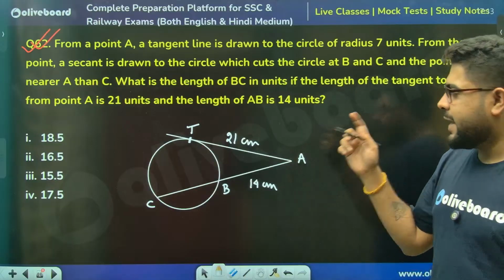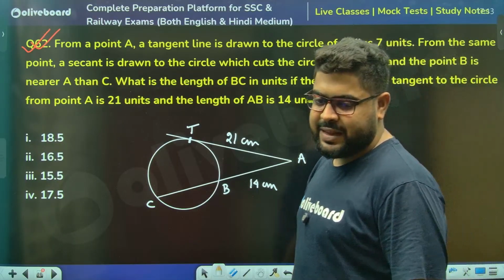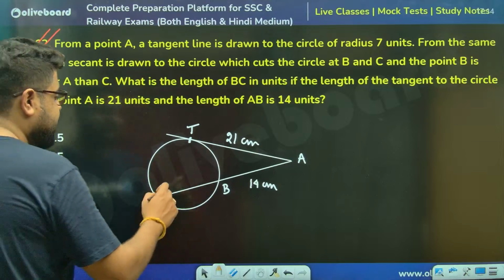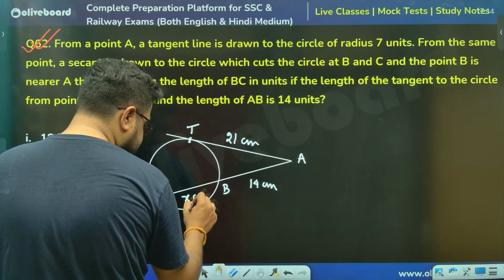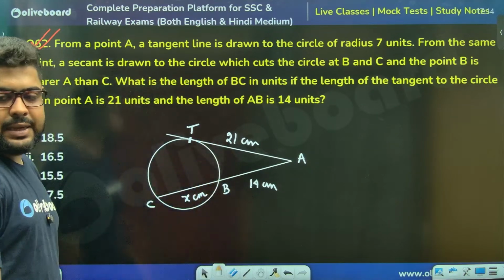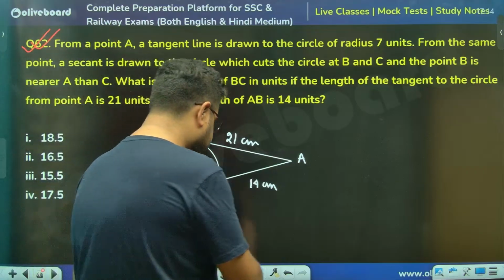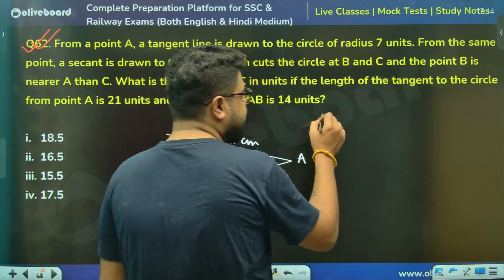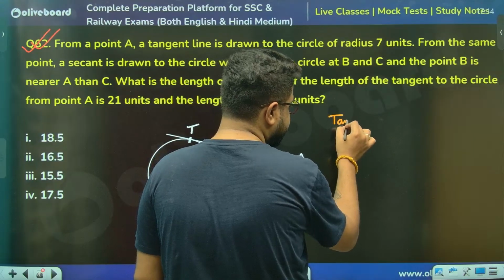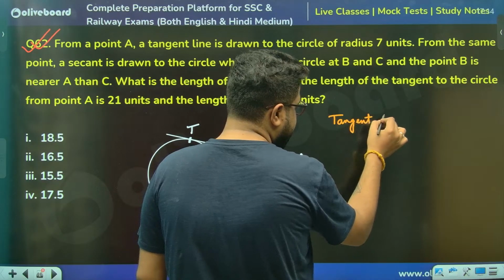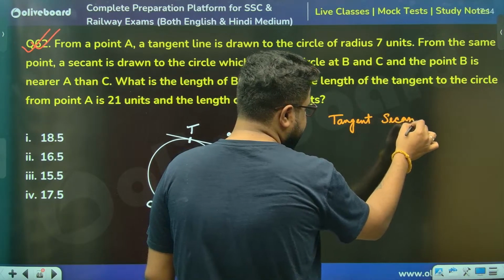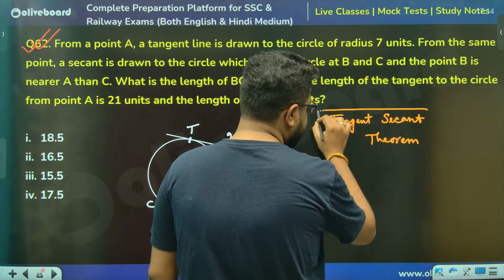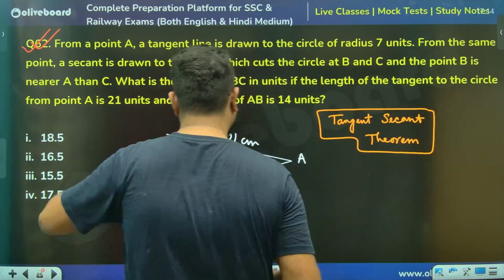It's a question of which theorem, sir? It's a clear-cut question of a particular theorem. They are asking this particular length, we can say x centimeter. So this is a question of which theorem? Yes, Reena has already given us the answer. This is a tangent secant theorem template question, from the tangent secant theorem that we have done in the last class. Correct, sir? Let's just use it.